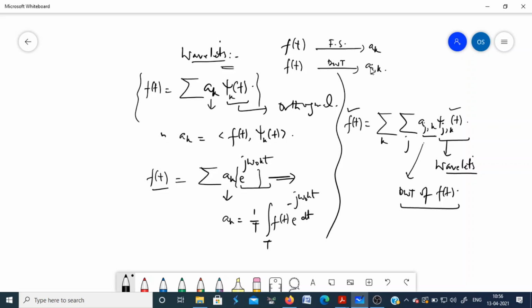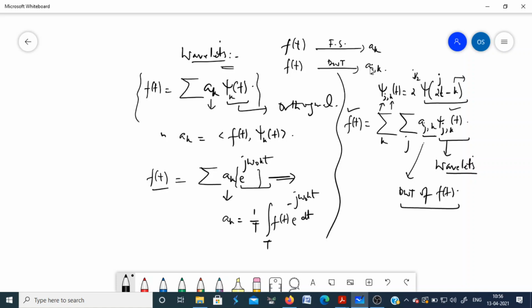Further we have seen that this psi_jk of t is obtained from a single function psi of t using scaling and translation. So you have one function psi of t, which is the mother wavelet, then you translate it and you scale it. j stands for scaling, because if you increase j, you are basically compressing the signal, and k is for shifting or translation. So if you change k, it is shifted in time along the time axis.